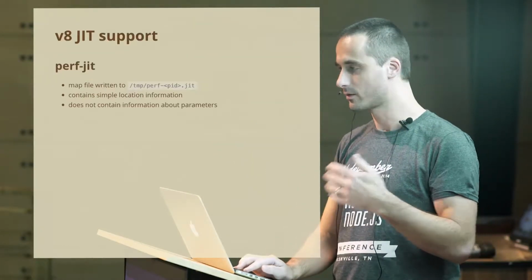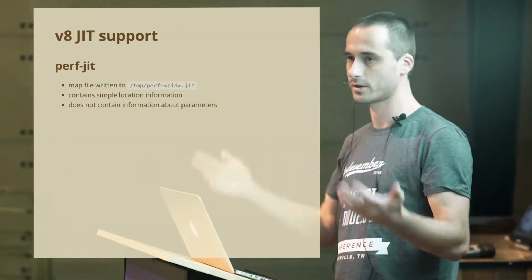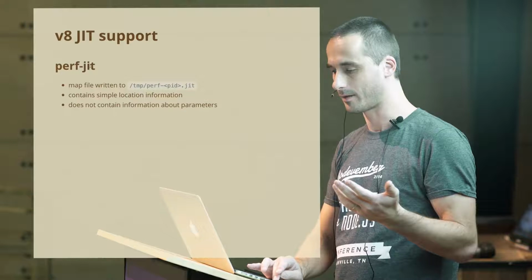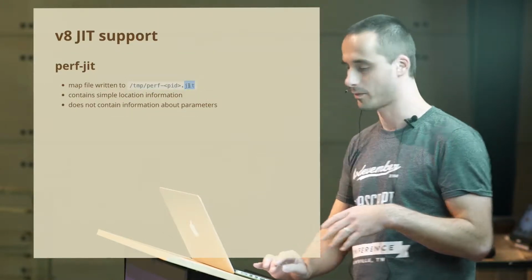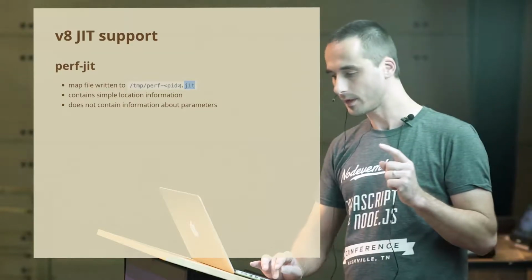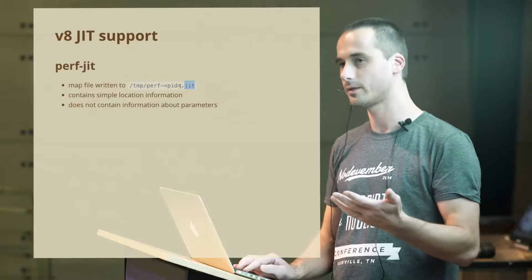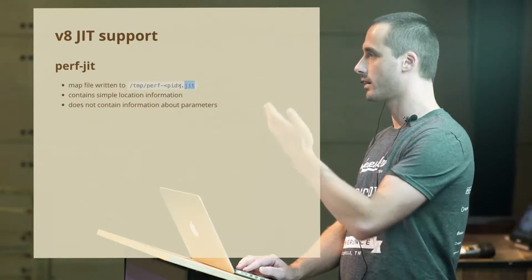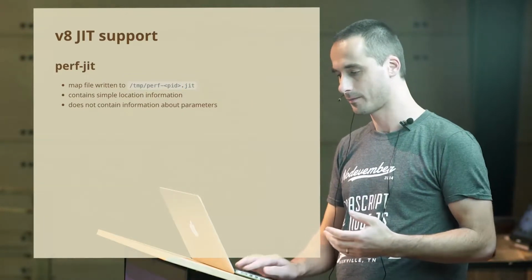And one way to do that is to put that into the temp folder as a perf JIT file, for the perf tool. So it's actually called .map, typo. But again, that only contains simple location information. It doesn't contain any information about what the arguments are, or how it maps back, whatever.